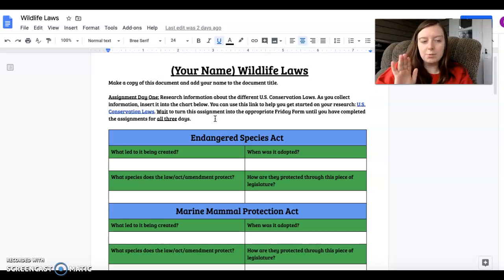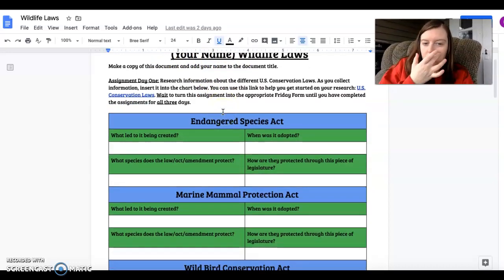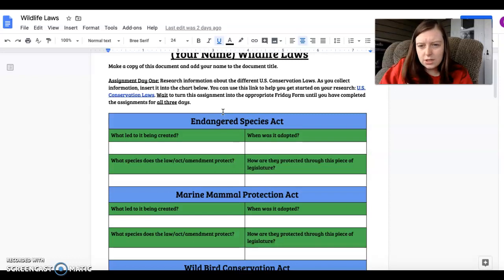So I'm just going to explain part one of this assignment right now. First, you're going to put all 3 days of your assignment on this same document. So for day one, first off, you need to make a copy of the document, add your name to the document title. There's a spot for that right here. And then for your day one assignment, we're going to look at different U.S. conservation laws. As you collect the information, you're going to insert it into the chart below. You can use a link that we've provided you to get started on that research.